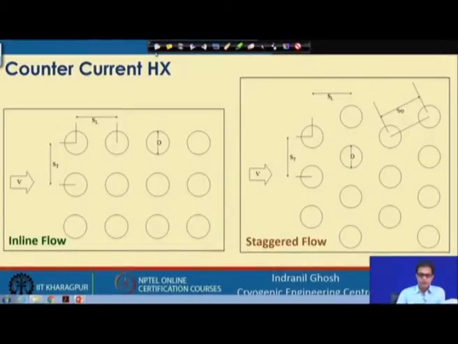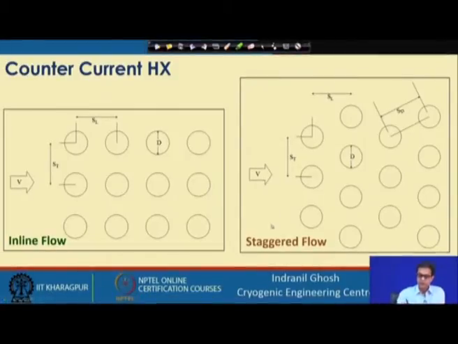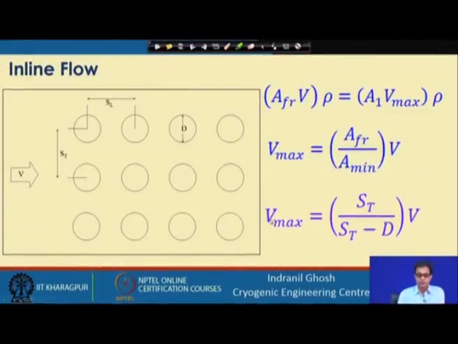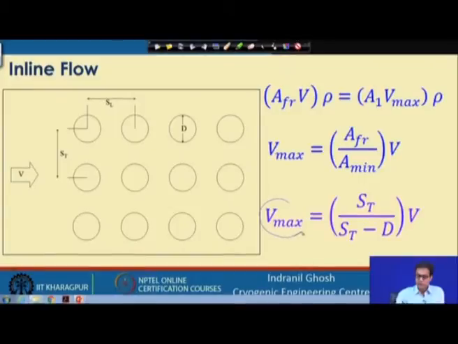So, here what we now consider is that depending on this inline or the staggered flow configuration, we may have different heat transfer coefficients possible. So, let us first try to find out what there is in the inline flow configuration. Before going into the heat transfer coefficient, it is important to know the maximum velocity, because that will be used to calculate the Reynolds number.